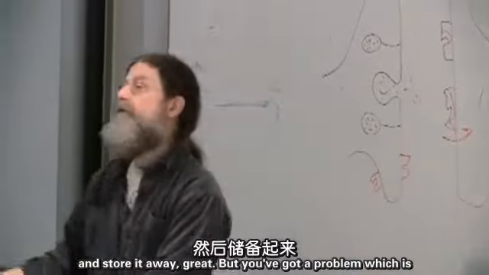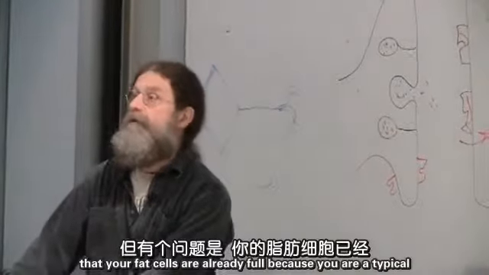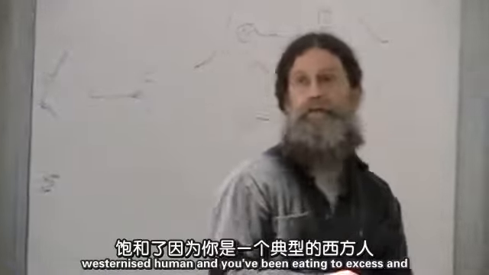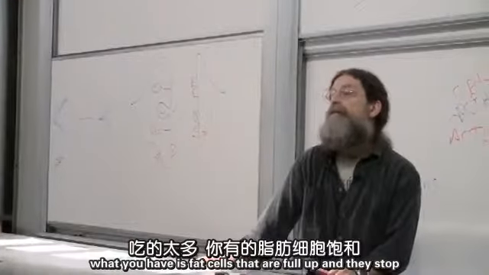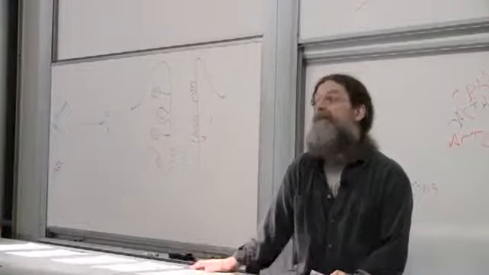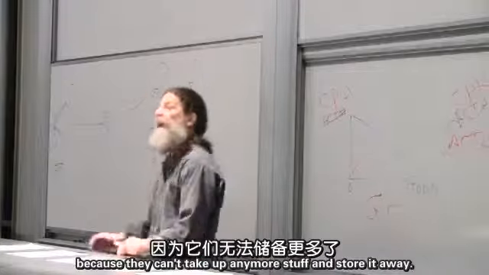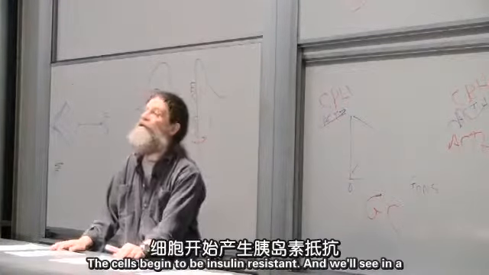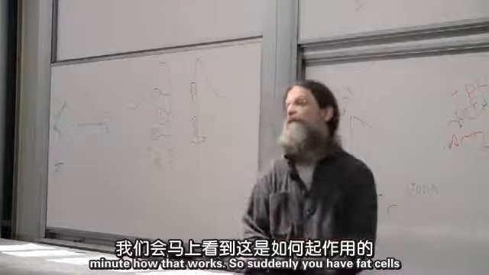Great, but you've got a problem, which is that your fat cells are already full. Because you are a typical westernized human and you've been eating to excess, you have fat cells that are full up and they stop listening to insulin because they can't take up any more stuff and store it away. The cells begin to be insulin resistant. And we'll see in a minute how that works.